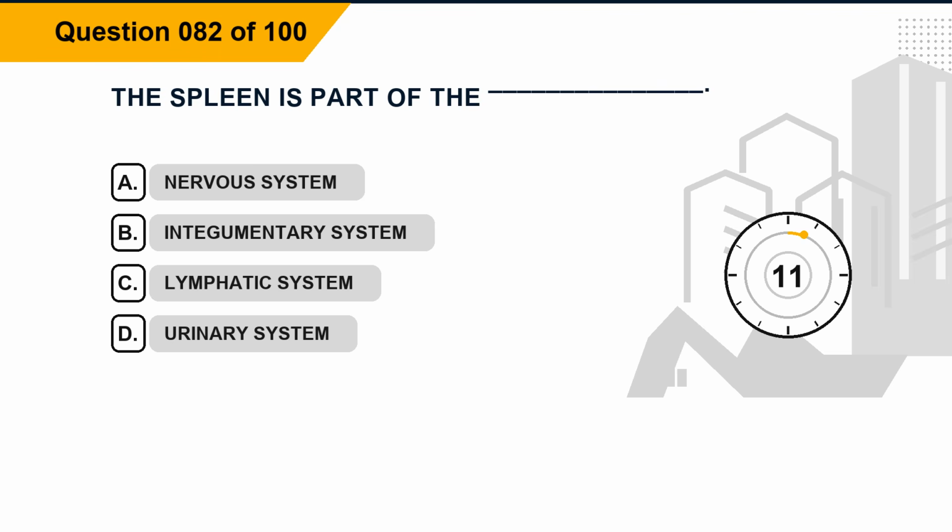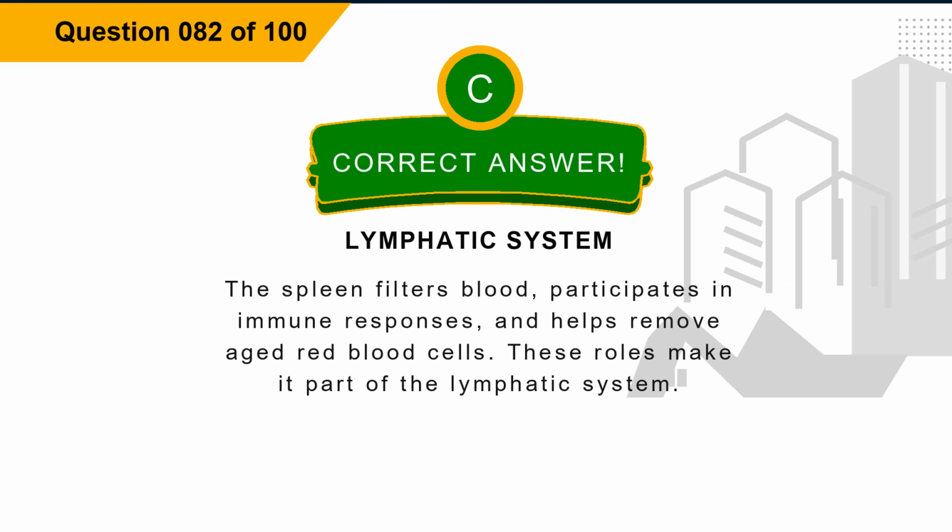Question 82. The spleen is part of the blank. Option A, nervous system. Option B, integumentary system. Option C, lymphatic system. Option D, urinary system. The correct answer is option C, lymphatic system. Explanation. The spleen filters blood, participates in immune responses, and helps remove aged red blood cells. These roles make it part of the lymphatic system.